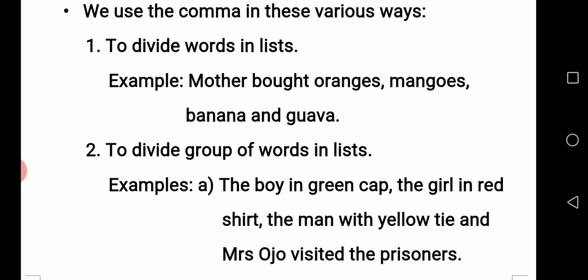We also learned that the comma makes reading interesting. That is, you have to pause wherever there is a short pause, wherever there is a comma, so that what you're reading will be very meaningful to you and whoever is listening to you read.